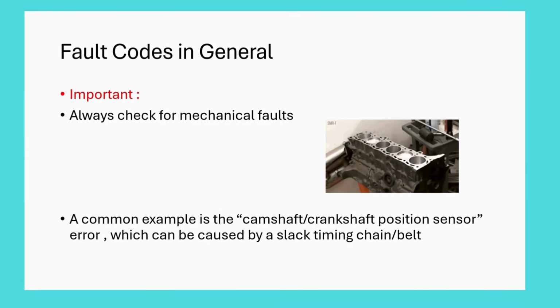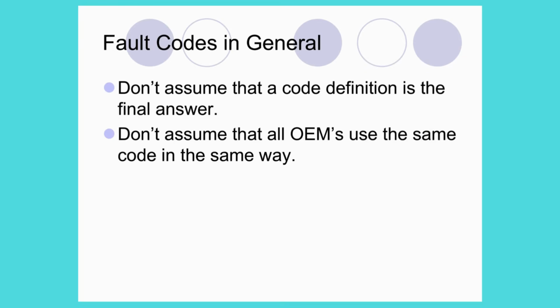Always check for mechanical faults. A common example is the camshaft-crankshaft position sensor error, which can be caused by a slack timing belt or chain. Try to check sensor values with other tools if possible. Check live data values for plausibility. Do the read values make sense? Don't assume that a code definition is the final answer. Don't assume that all OEMs use the same code in the same way.